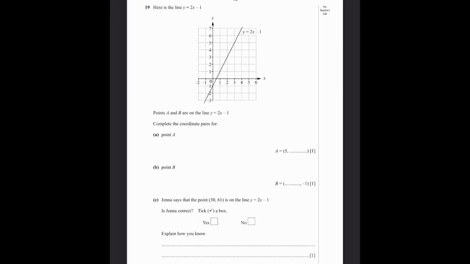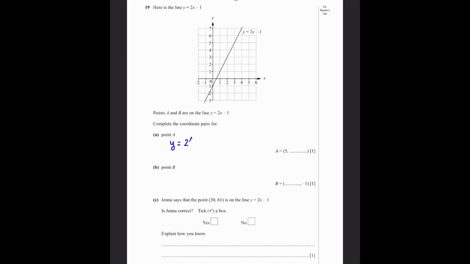Here's the line y equals 2x minus 1. Points A and B are on the line y equals 2x minus 1, shown right here. Complete the coordinate pairs for point A and B. We can use this equation to solve this and substitute the values into the equation. For point A, we have 5, question mark, and we need to find out what the y value is because 5 is x. So let's substitute the x value into y equals 2x minus 1.